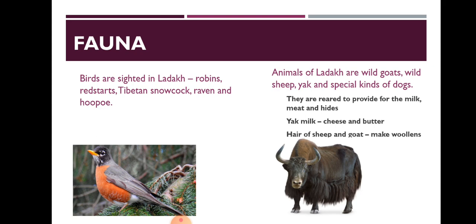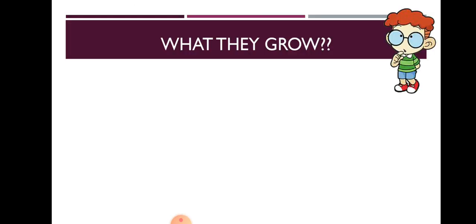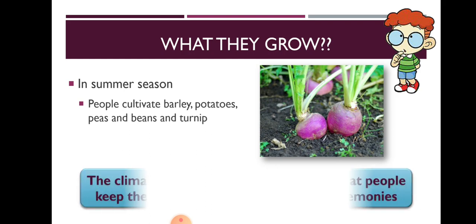They are reared to provide milk, meat, and hides. Yak milk is good for cheese and butter, while hair of sheep and goat is used for making woolens. Women are very hard working in the region. They work not only in the houses and fields but also manage small businesses and shops. Now what do they grow? In summer people cultivate barley, potatoes, peas, beans, and turnip.